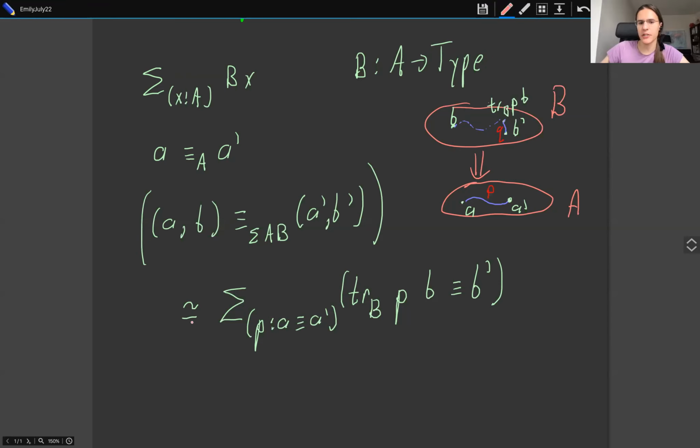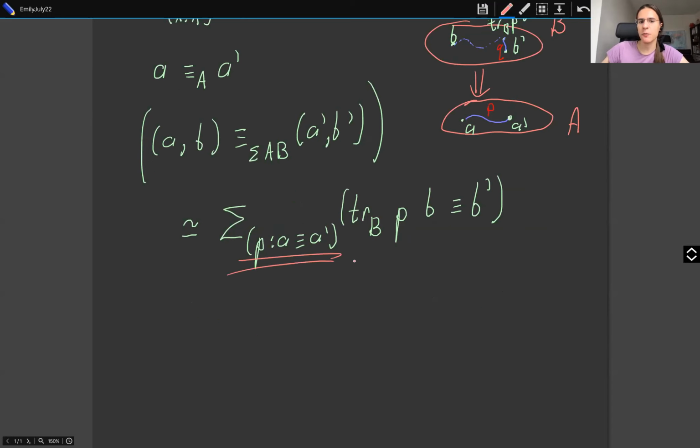So because of this characterization, that an equality between pairs is this pair of equalities, well, let's say you provide this equality already, right? Then it's reasonable to define an equality between b and b prime, except now I'm going to write that this is an equality living over P. So I'm going to write b down arrow P and b prime. So this lives in B of A, and this lives in B of A prime. Does that make sense? Uh-huh.